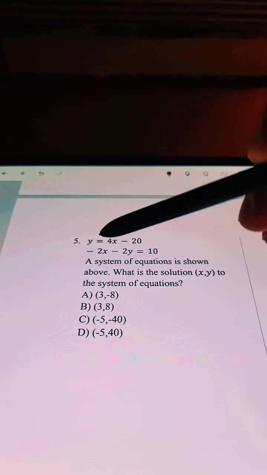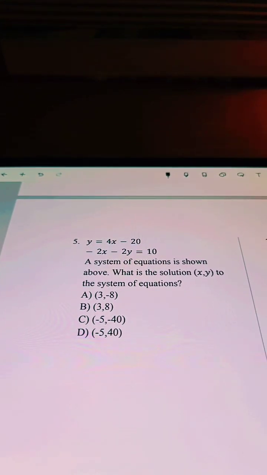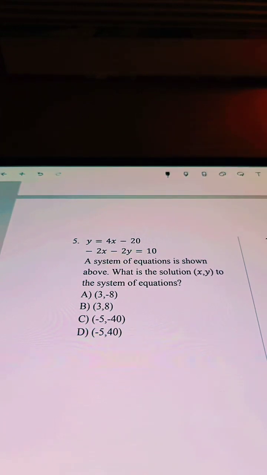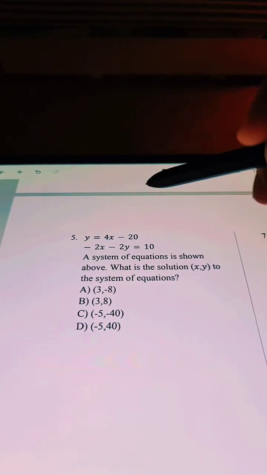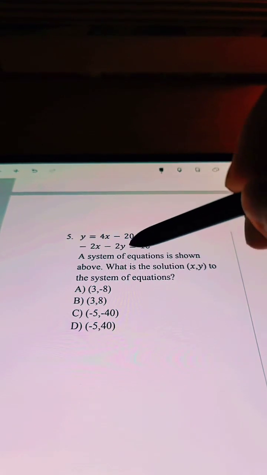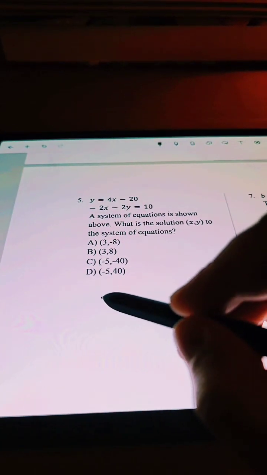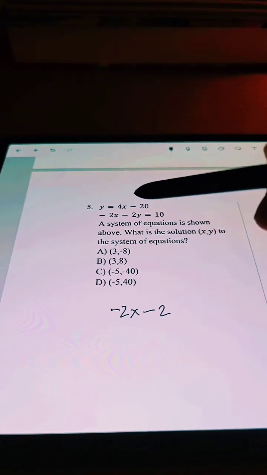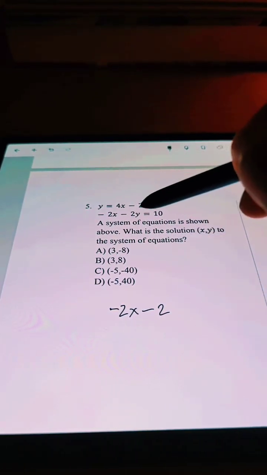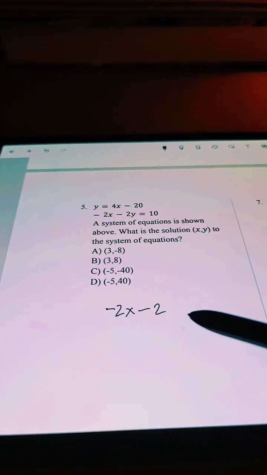Typically what I like to say is if they've already isolated y for you, that's typically substitution is the easiest method. Like if they've already isolated y or x, so it's just like x equals something or y equals something, substitution is usually the easiest. Or just pick one method and stick to it if you want to do that. So I'm going to just use substitution here. So I'm going to say I have negative 2x minus 2 times what y is. Well, I know y is equal to 4x minus 20. So instead of y right here, I'm going to substitute in 4x minus 20.